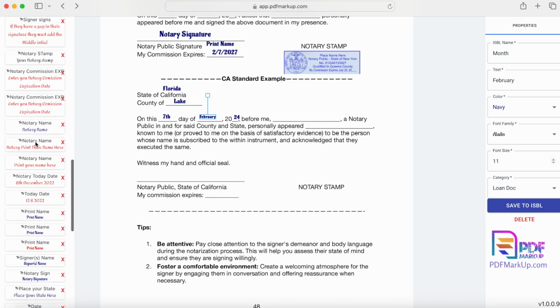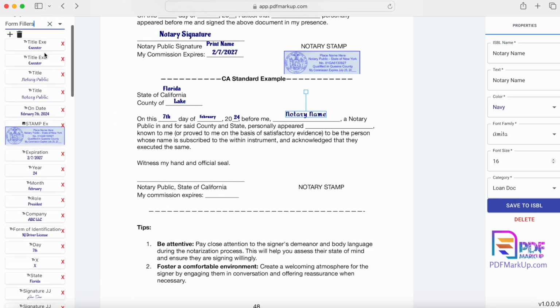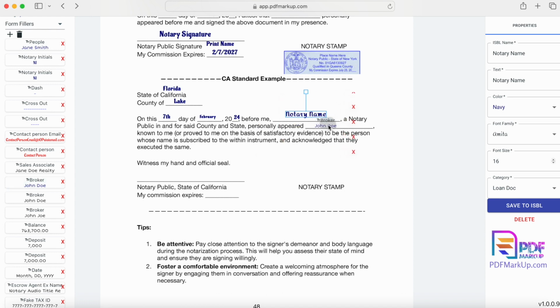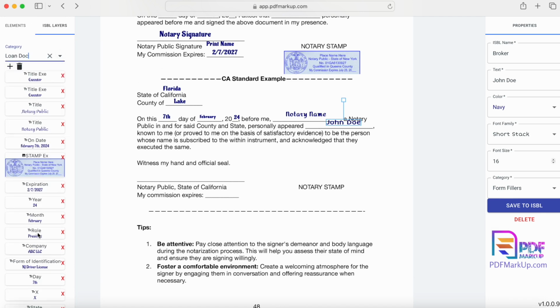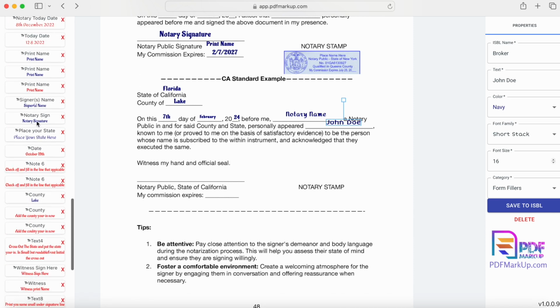So then, the notary's name. You put my name, you're going to put your name, a notary public in the said state and county. You don't have to write it because it's said up here. Personally appeared, John Doe, come on down. Known to me or proven to me on the basis of satisfactory evidence to be the person whose name is subscribed to the within instrument and acknowledged that they executed the same. Witness my hand and seal. You're going to go ahead and do it in order so we don't mess up or forget something.